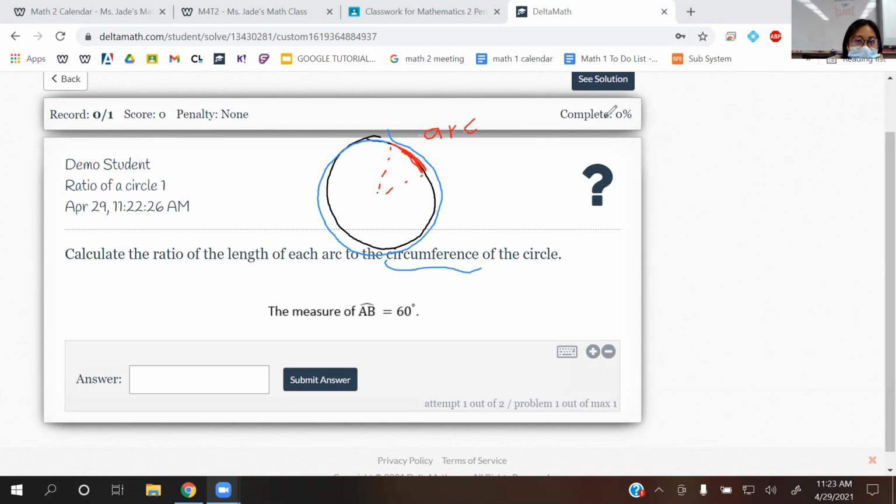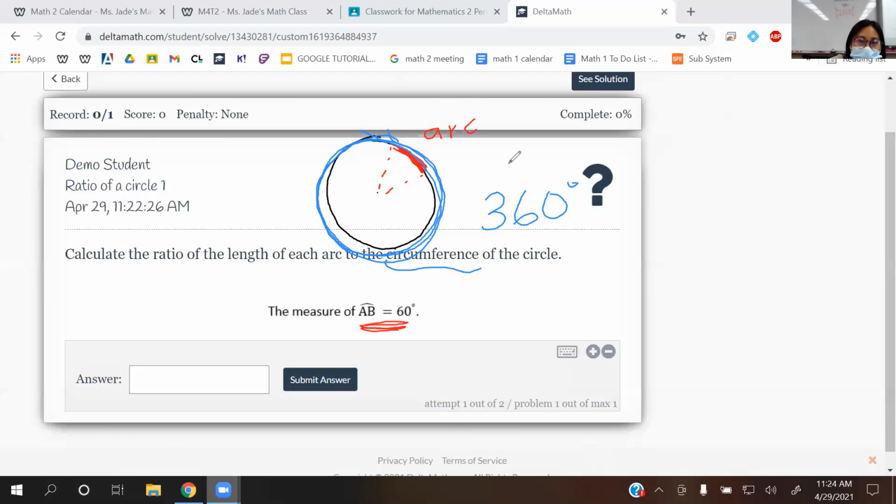So if you want the ratio of it, that means you want the arc piece. So this one's 60 degrees. They told us the measure of the arc is 60 degrees, and they want to know what fraction it is to the entire circle. So really the key to this problem is remembering how many degrees there are in an entire circle. And so I'll remind you right now, there are 360 degrees in an entire circle. So if you go all the way around an entire circle, 360 degrees.